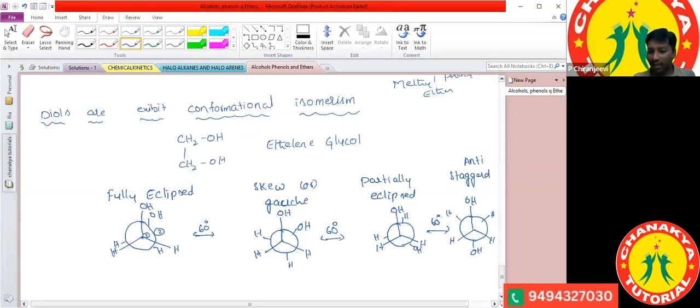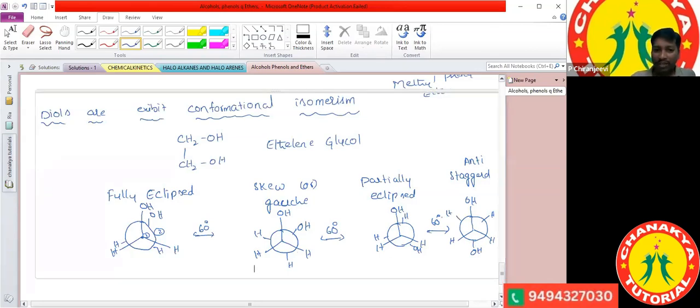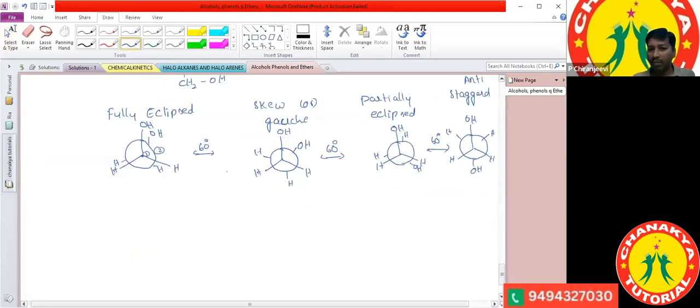So they're asking about stability. What is the question based on this? Which one is more stable in diols? Skew form is more stable than anti-staggered. After that, partially eclipsed, and the last one is the eclipsed form. Eclipsed is nothing but the fully eclipsed form here. So the fully eclipsed form is the least stable.